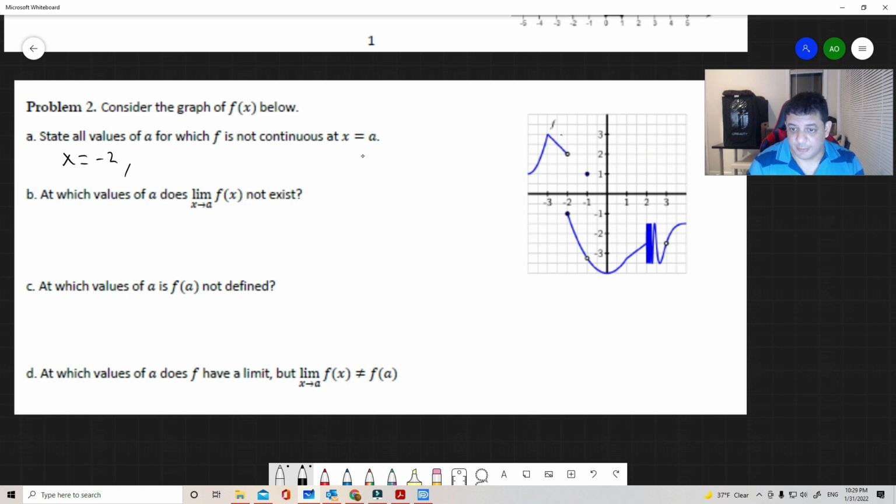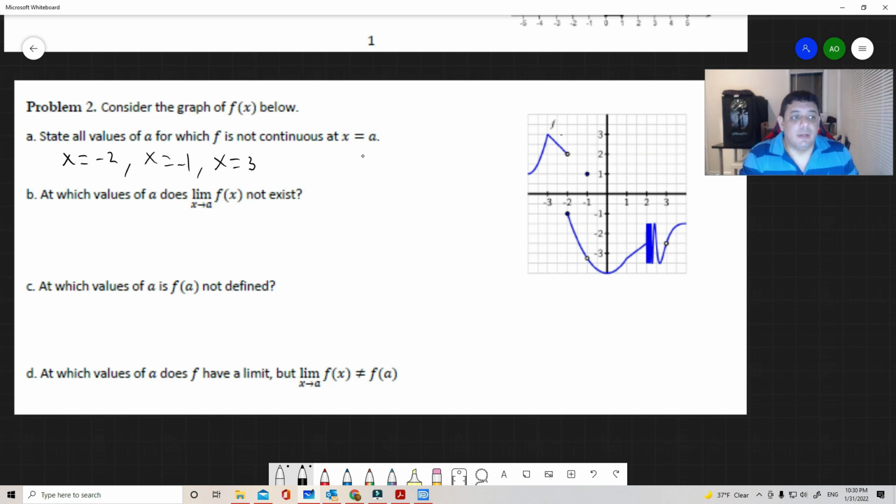At x equals minus 1, there's an issue as well because there's a hole in here and the definition of the function is at a different point. And also, although it looks weird over here, we don't have evidence of any holes, and the next discontinuity is going to be at x equals 3.